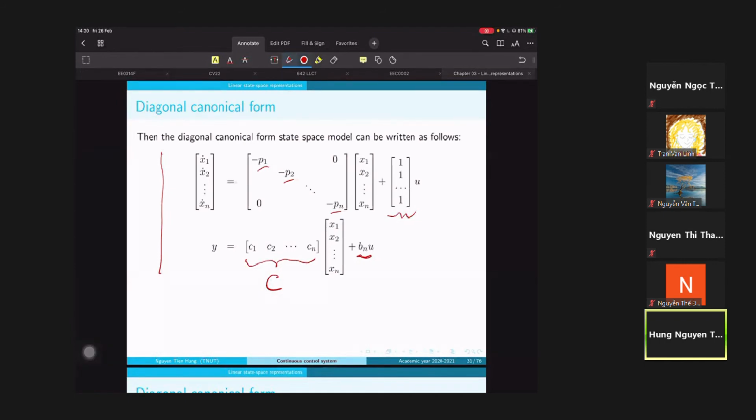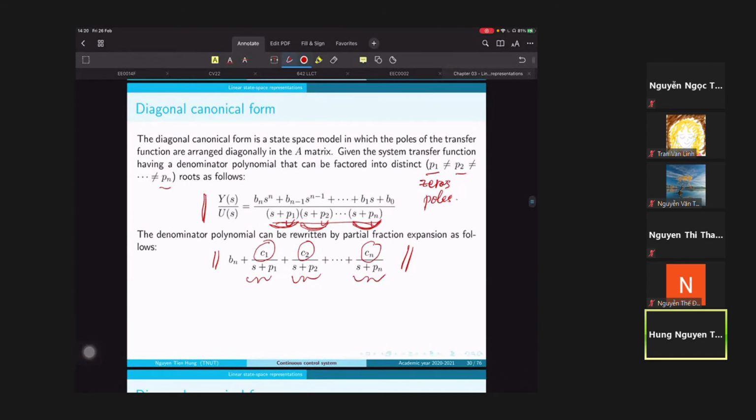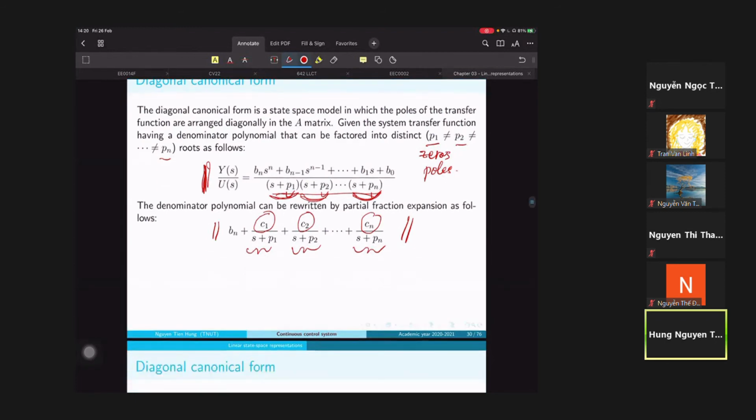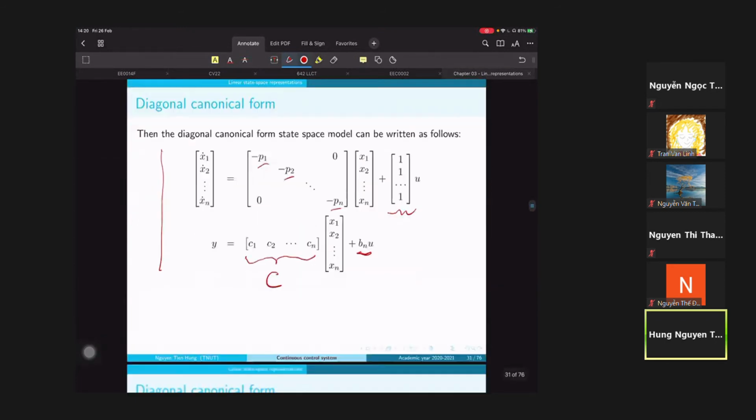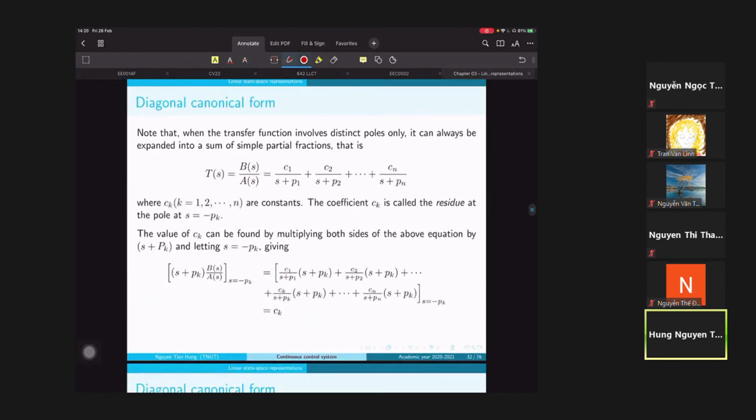Okay, so if we can find C1 up to Cn in the previous form, then we can represent a system like this in a diagonal canonical form. If you represent it this way, then we can easily find the solution of the state space equation. Here we need to find C1, C2, and Cn.